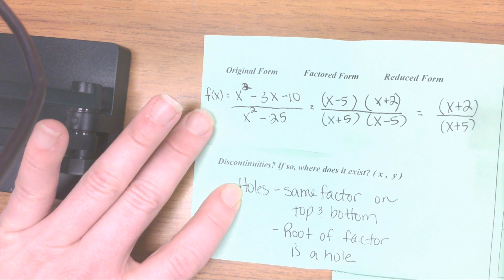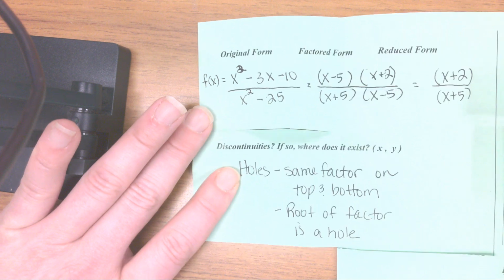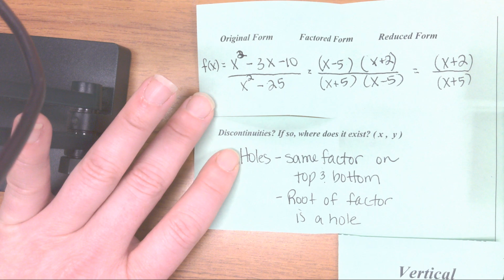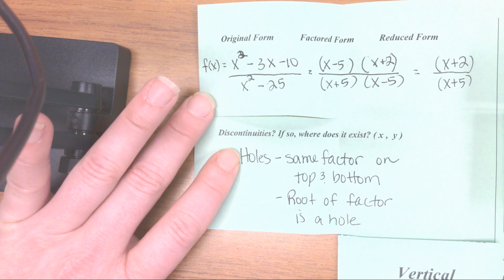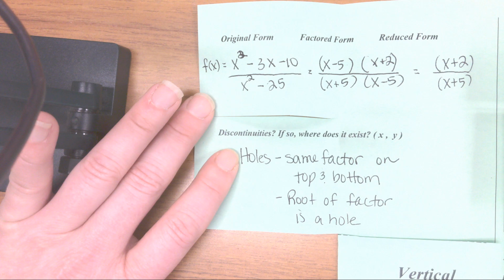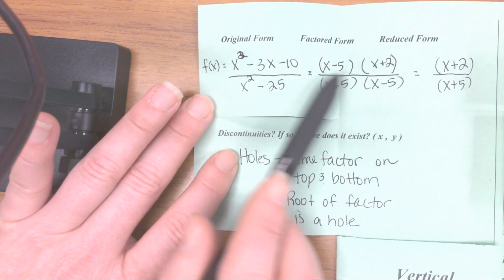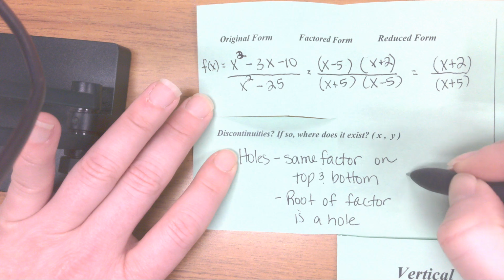So using my example from above, where would the hole occur? x equals positive 5, because that's what would make this 0 and it's on top and bottom. Okay.